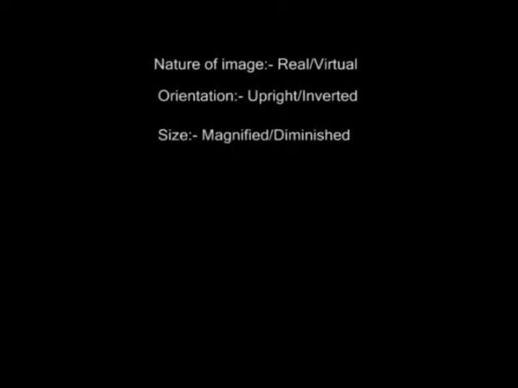After drawing the image, you need to describe it. Now, here are the characteristics to look for. 1. Nature of the image. Is it real or is it virtual? 2. Orientation. Is it upright? Is it inverted? 3. Relative size to the object. Is it magnified? Is it diminished? 4. Position on the principal axis. Is it at F, between O and F, between F and C, or at infinity, and on which side relative to the object?